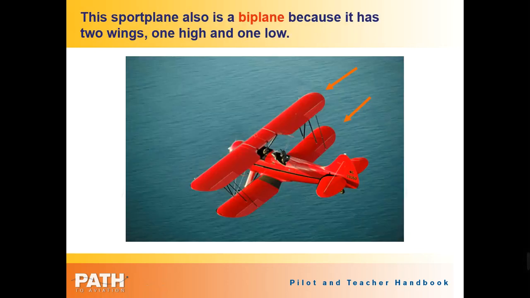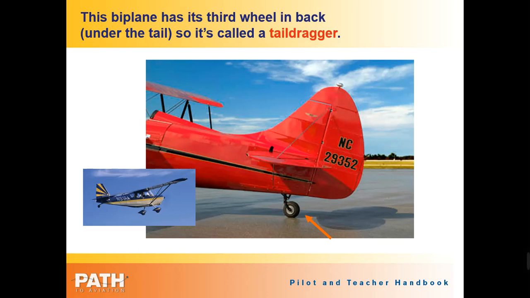Okay? So this sport plane also is a biplane because it has two wings, okay? One high and one low. Now this biplane has its third wheel in the back under its tail, so it's called a tail dragger. This one, kani siya, tail dragger. Sorry. Third wheel. We're talking about third wheel pa. So third wheel dire, syempre, pag naduwara ka ligid ng tubangan, and sa likod wala, masaguyod ang sa likod. So, it has to have a third wheel or the tail dragger.